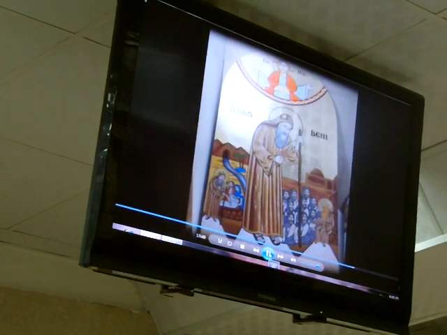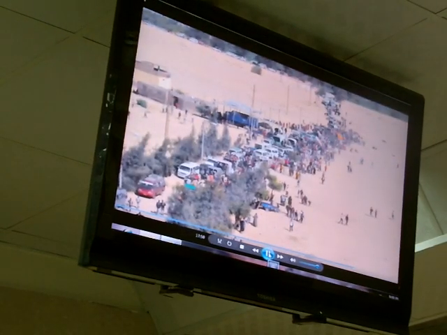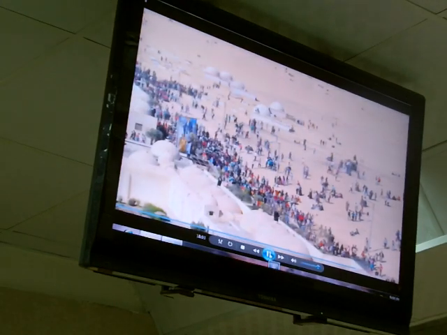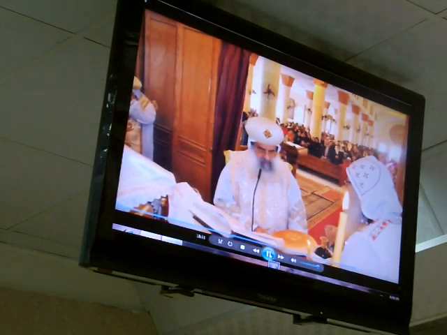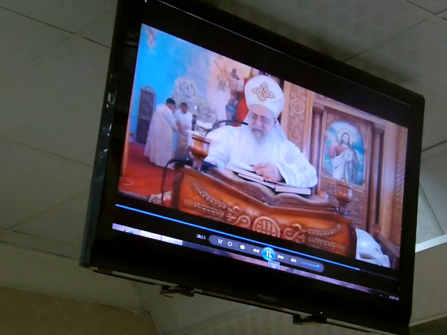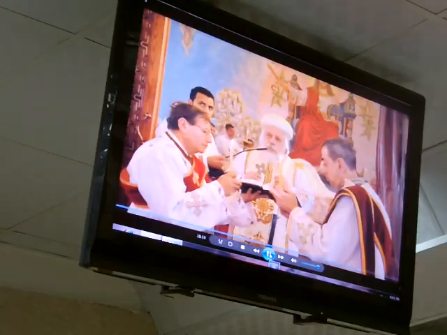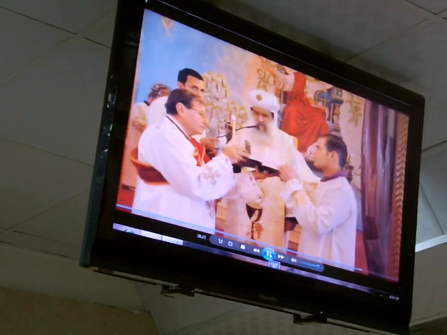The feast of the departure day of Saint Bane is on the 25th of Meshir, which always falls on the 4th of March, and as you see now, celebrated by a very big congregation, asking the blessing of the saints' prayers.